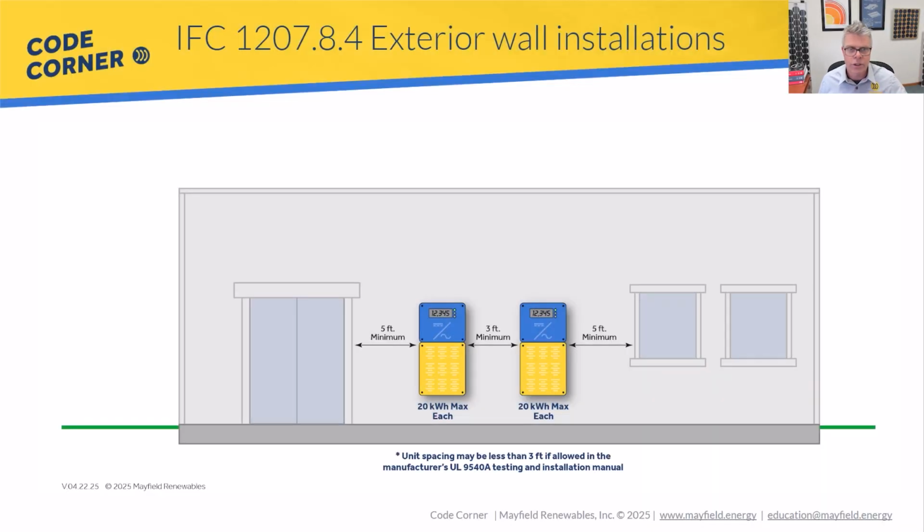So again, just kind of recap it. This is our charging language without applying any exceptions. So we would have 5 feet from windows and doors. We would have 3 feet between different units, and those different units would be a maximum 20 kilowatt hours. This is again specific to exterior wall installations. So you're actually physically attaching it to the wall of a non-residential application. So those are the things that you have to keep in mind when you're installing those outside like that.